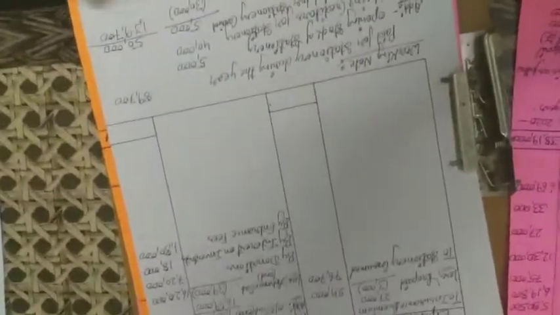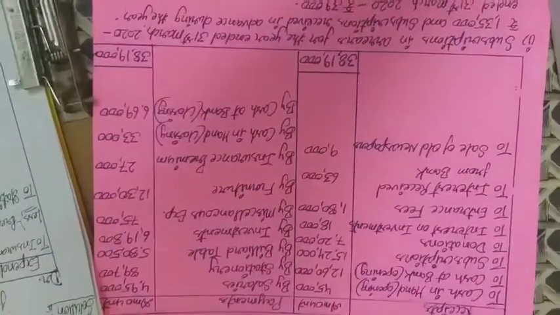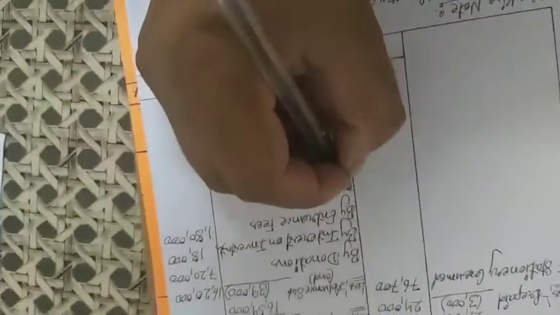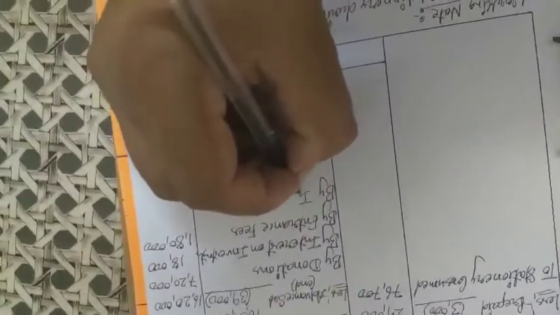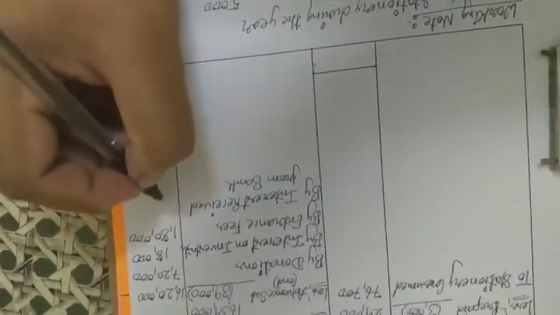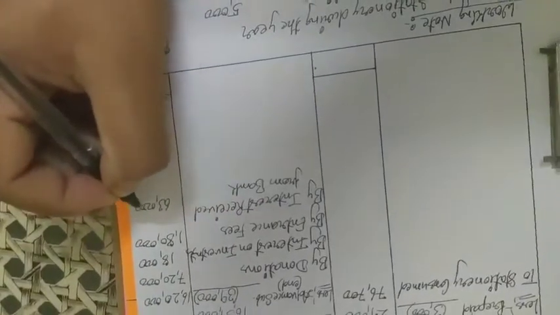Next one is interest received from bank. No fixed deposit, no information is given related to whatever the deposit is there in the bank. So this interest we also have to write on the income side, because this is the income for the NPO. So by interest received from bank, the amount is 63,000.